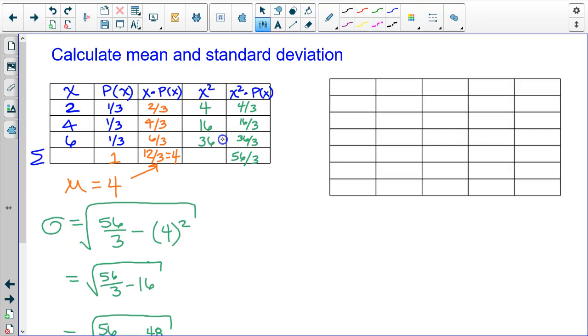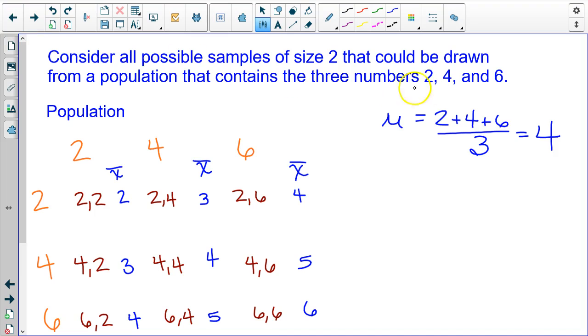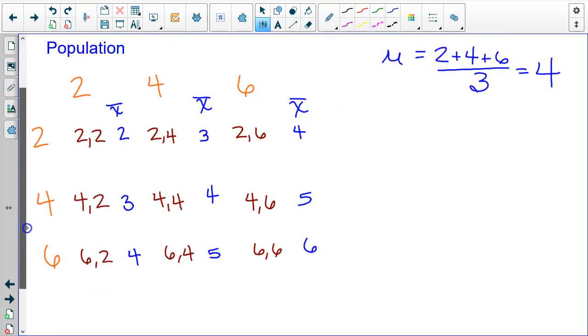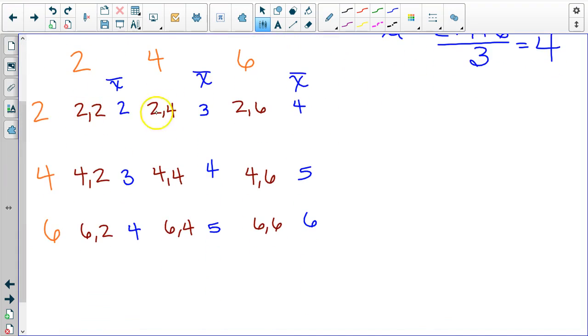What did we talk about? What's the whole point that we've been talking about today? We found the population mean. Look at what we did. Found the population mean, right? Then I wrote all of my samples of size 2 that I could have, and then what did I do? I made all the means for each of them, right?